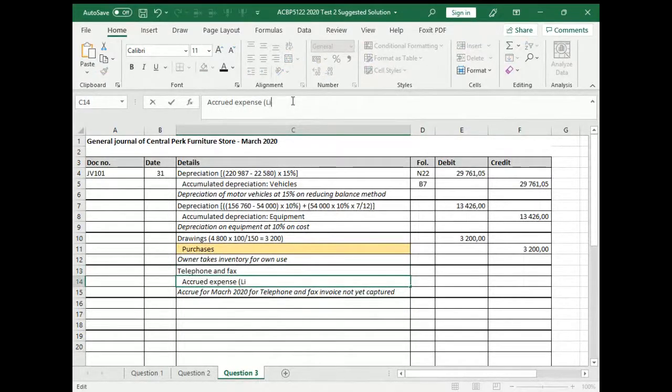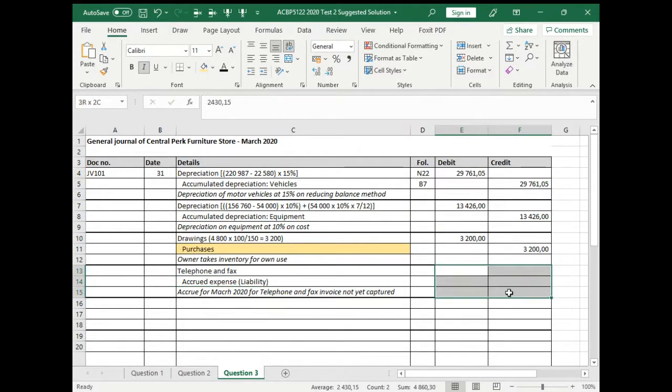I'm just going to put here in brackets, it is a liability account. Please don't put liability when you do the journal. It's just that you know where it's supposed to go. And then you would enter the amount of 2,430 Rand and 15 cents.